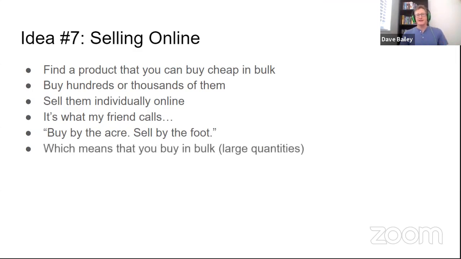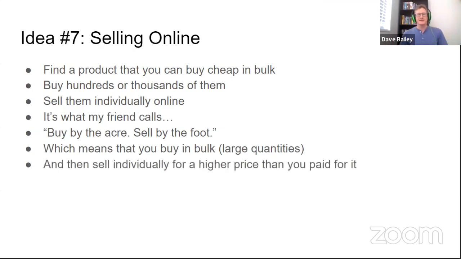So, which means that you buy in bulk, you buy in large quantities, and then sell individually for a higher price than you paid for it. So that's what it means to buy by the acre and sell by the foot. An acre is a large piece of land and a foot is a much smaller section. So you can sell them on eBay. You can sell these products on Amazon, drop shipping, or other sites like that.